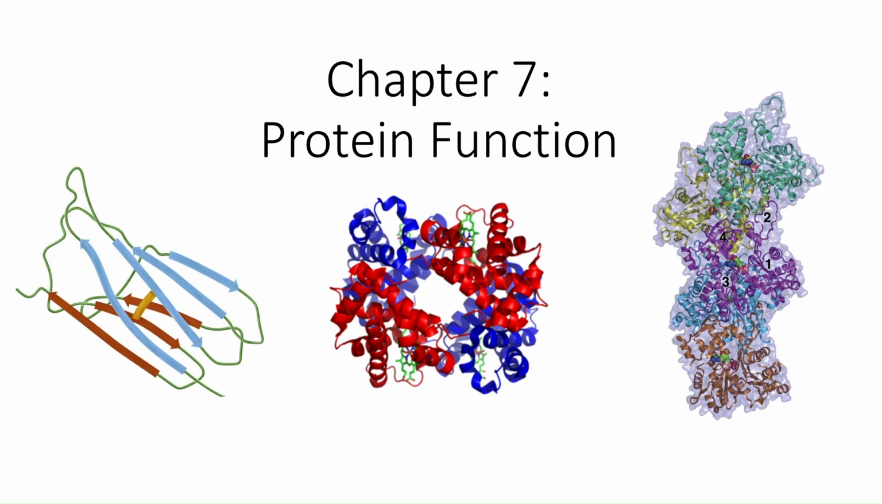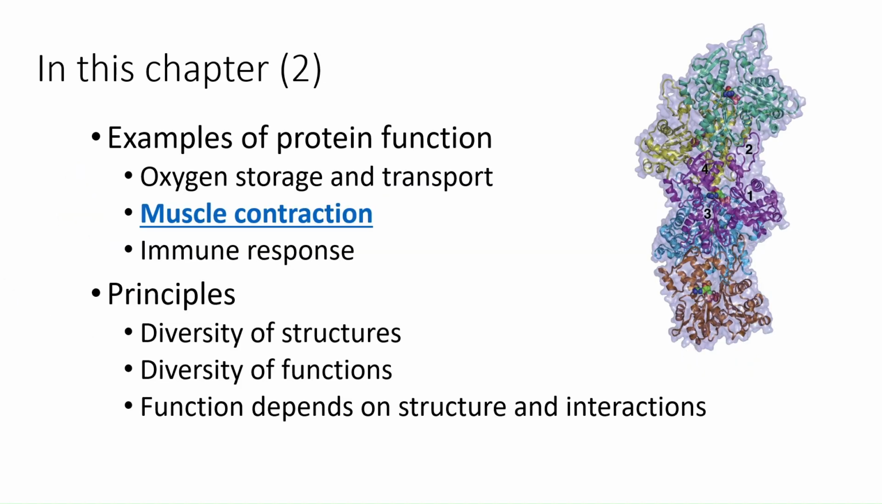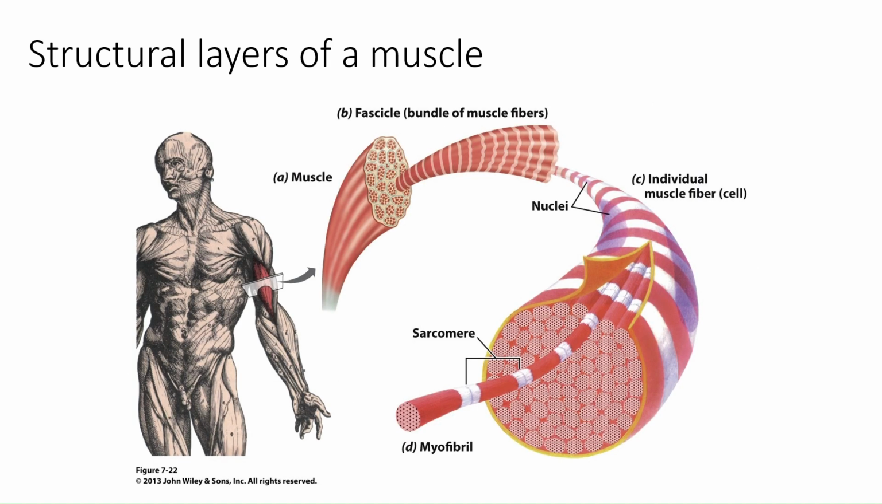Again, we're talking about protein function, and in this talk, we're going to talk a lot about muscle contraction. And there are other ones. As you know, we talked about oxygen storage and transport, and in the next one, we'll talk more about the immune response. And again, here we're focusing really on the relationship of this diversity of structures and how they can give all these different proteins a diversity of function, and how the function both depends on the structure of a protein as well as the interaction that protein has with both proteins and other parts of the environment. So let's get into muscle.